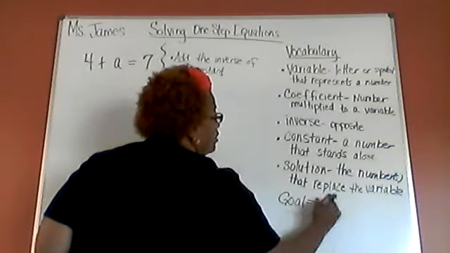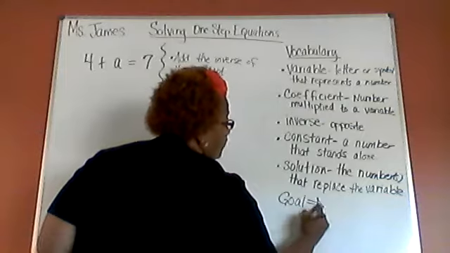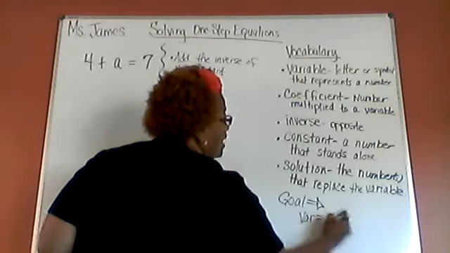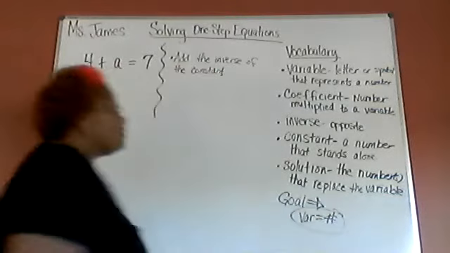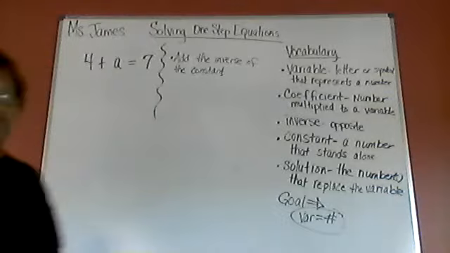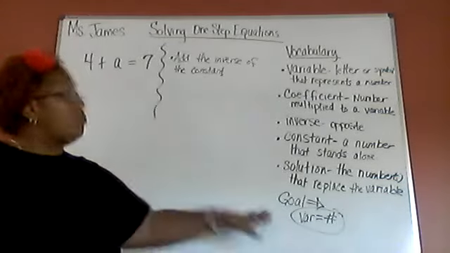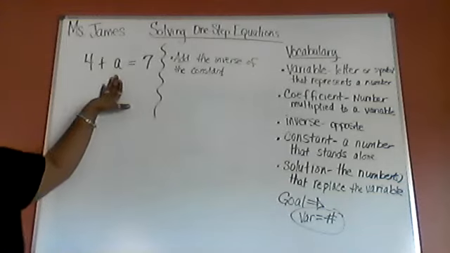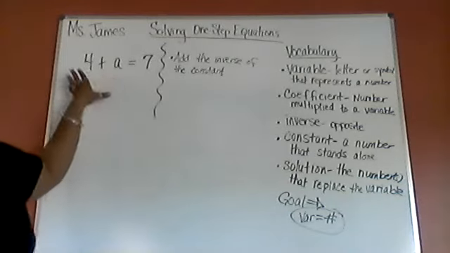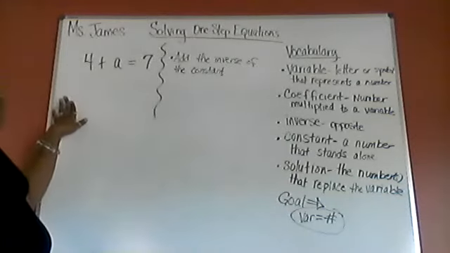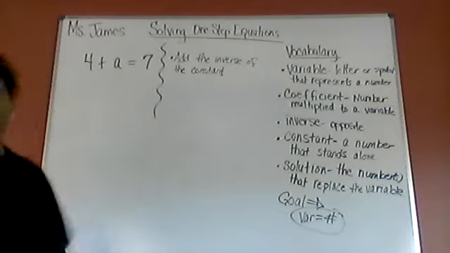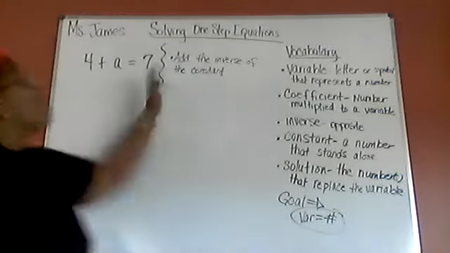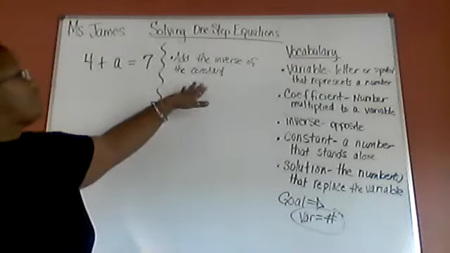Our goal is always to have a variable equal a number. Variable equals the constant, variable equals the number. That's always our goal. So our goal here in this situation, our variable is A. And what we need to have is A on one side of the equation and a number on the other side. So we add the inverse of the constant.